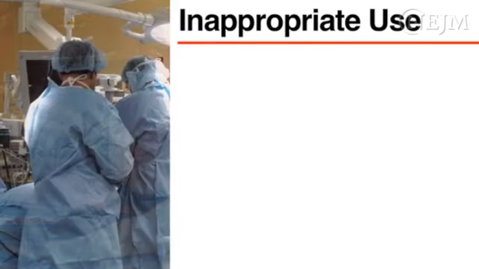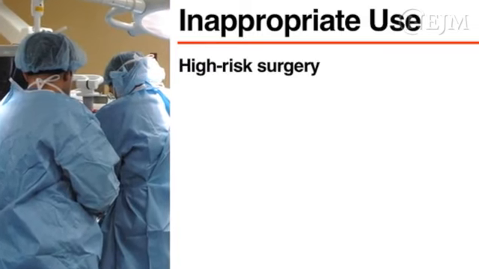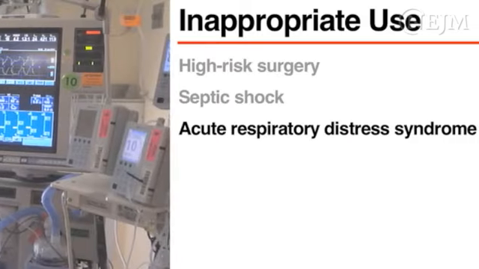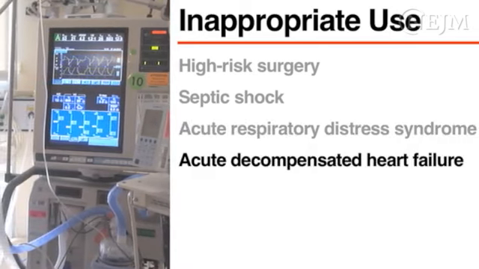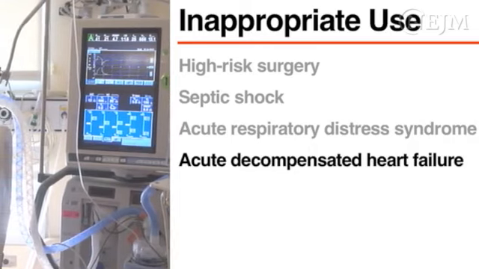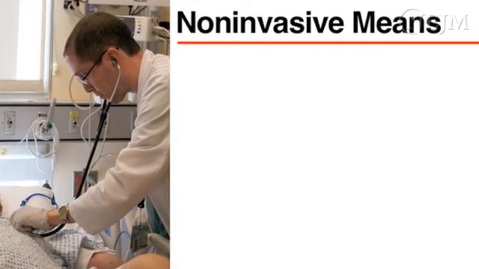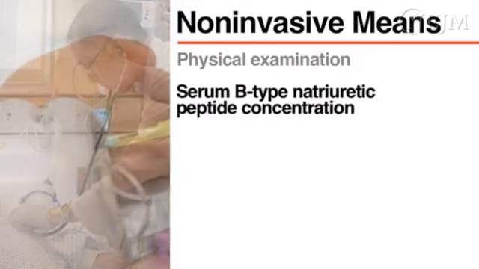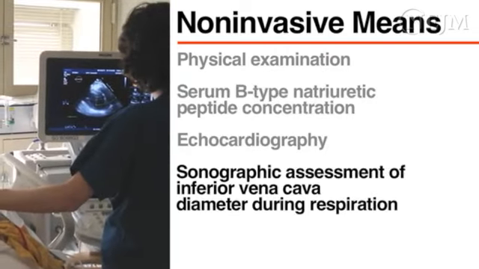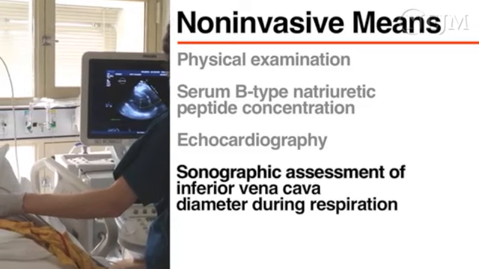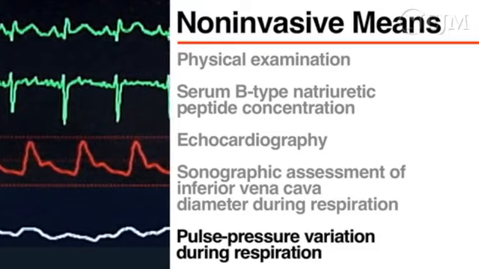transplantation. Pulmonary artery catheterization should not be part of the routine treatment of patients who are undergoing high-risk surgery or who have septic shock, acute respiratory distress syndrome, or acute decompensated heart failure. In these populations, randomized trials have shown no benefits and possible harms. Instead, cardiac function and volume status should be assessed using non-invasive means, such as physical examination, measurement of serum B-type natriuretic peptide concentration, echocardiography, sonographic assessment of inferior vena cava diameter during respiration, and measurement of pulse pressure variation during respiration.